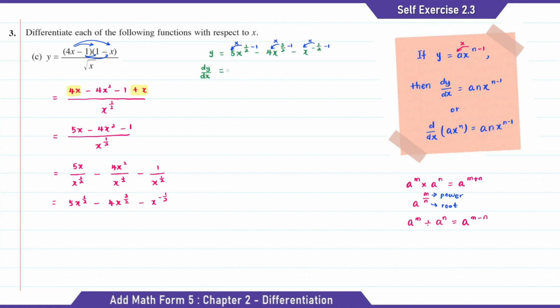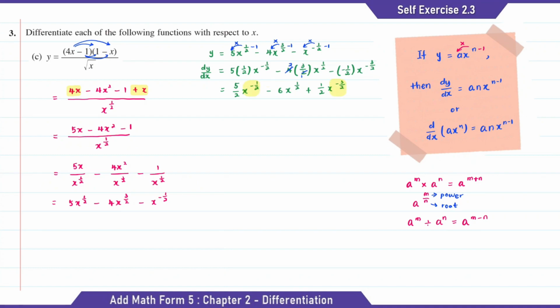To differentiate this, we're going to get 5 times 1 over 2 x to the power of negative 1 over 2 minus 4 times 3 over 2 x to the power of 1 over 2 minus times negative 1 over 2 x to the power of negative 3 over 2. This is equal to 5 over 2 x to the power of negative 1 over 2 minus 6 x to the power of 1 over 2 plus 1 over 2 x to the power of negative 3 over 2.